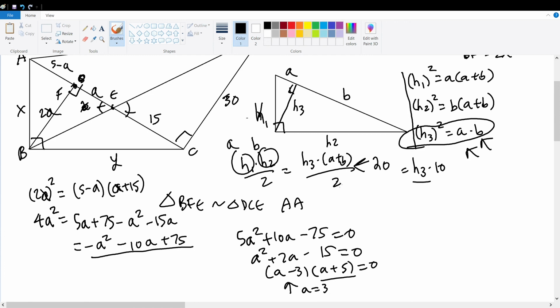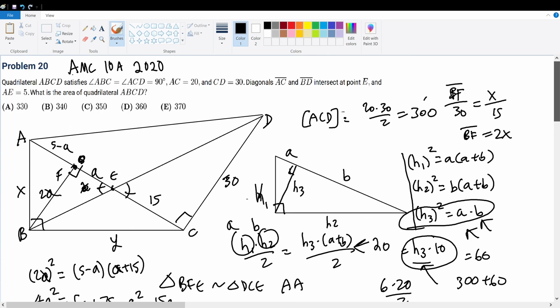And since a is equal to 3, we can now find out its area. H3 is equal to 2 times a, which is equal to 6. And a plus b, which is segment AC, will be multiplied by 20 divided by 2. Well, I have it right here, H3 times 10. I found out H3 to be 6, so this is equal to 60. So 300 plus 60 gives 360. So our answer should be 360, bringing us to answer choice D.